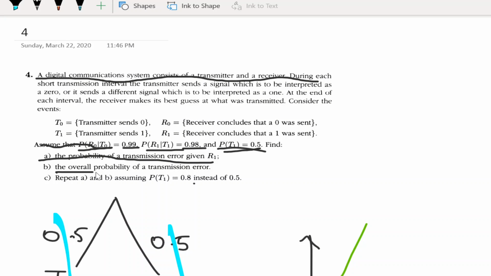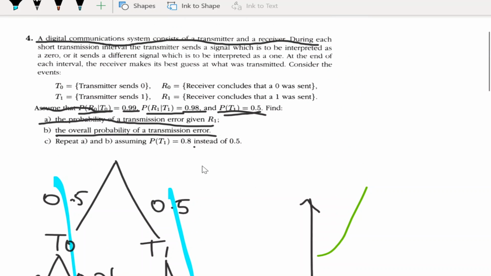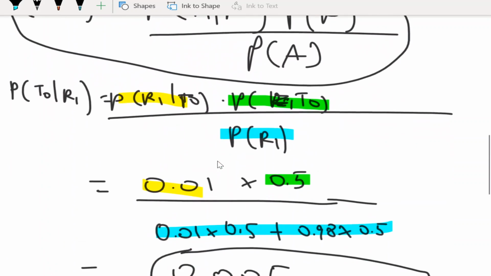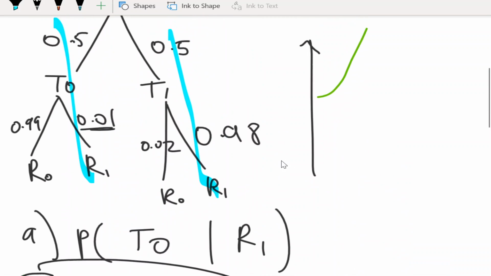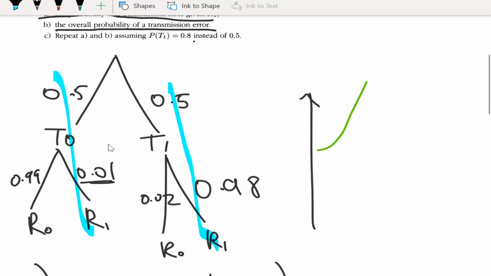The overall probability of a transmission error. Okay, so the overall probability of a transmission error means that both R1 given T0 and R0 given T1. So that just means we have to add up these two realities.